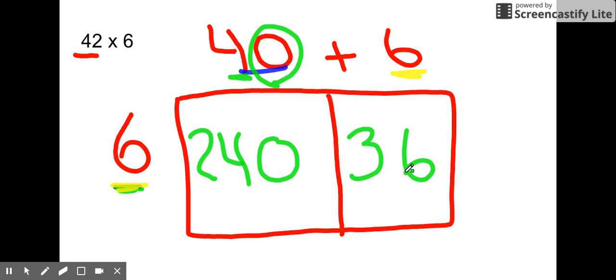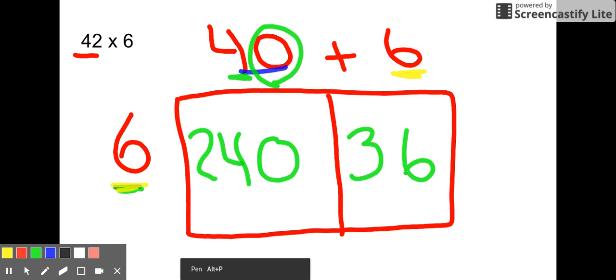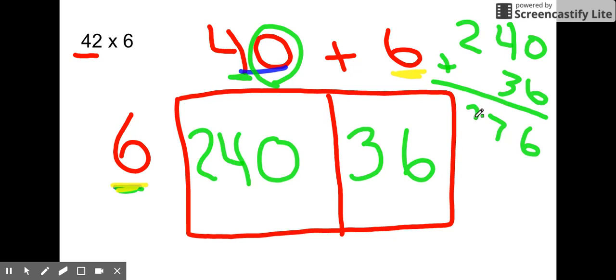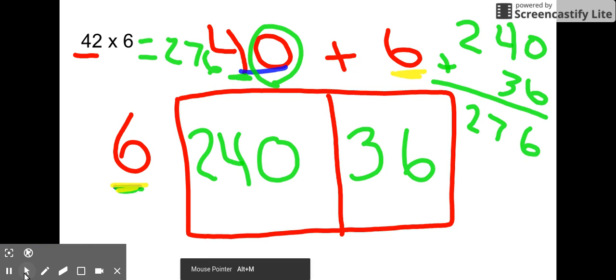Now that I've filled in each box, I'm going to add my numbers together. I'm going to add my products. I pulled them apart with expanded form, and now I'm going to use addition to put them back together. So I have 240 plus 36. I know that 0 plus 6 is 6, 4 plus 3 is 7, and 2 plus nothing is 2. So that tells me that 42 times 6 is 276.